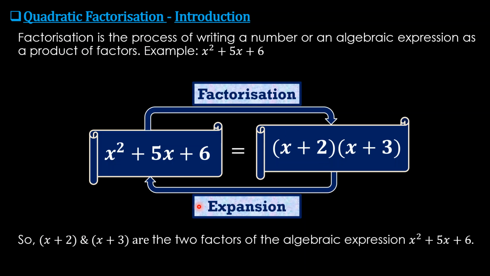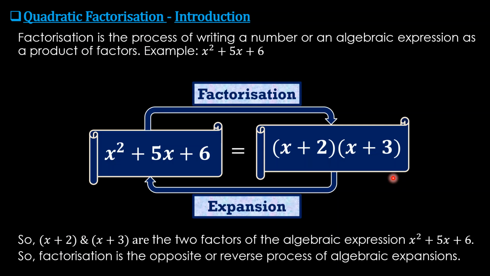So x plus 2 and x plus 3 are the two factors of the algebraic expression x square plus 5x plus 6. So this is the algebraic expression or quadratic expression, and these are the two factors x plus 2 and x plus 3. So factorization is the opposite or reverse process of expansion.